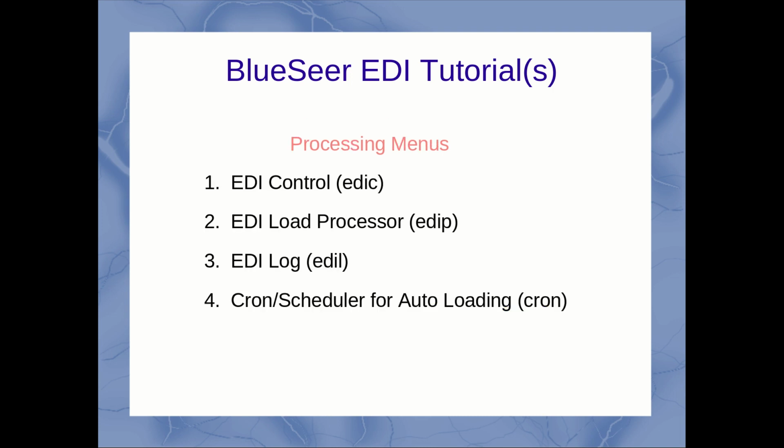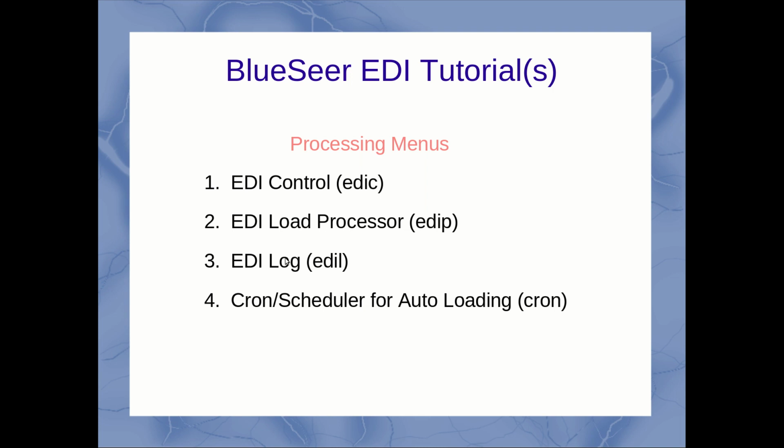So with that said, we're going to look at four primary menus real quick. The first menu is an EDI control file, and this menu essentially just allows you to dictate what the inbound default directory is and the outbound default directory and several other default directories, and that's all that the EDI control file does. The load processor is the actual processing engine that you would run if you were manually trying to import documents, if you're trying to load documents through the BlueSeer engine.